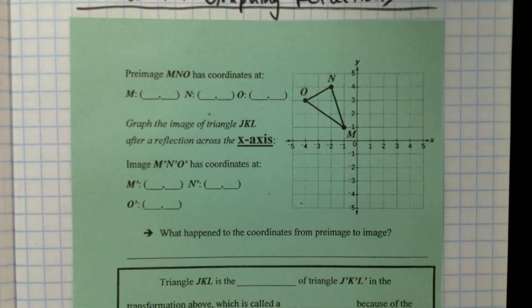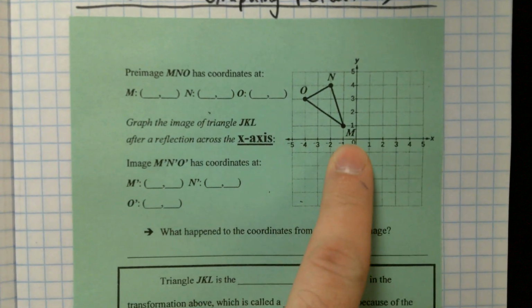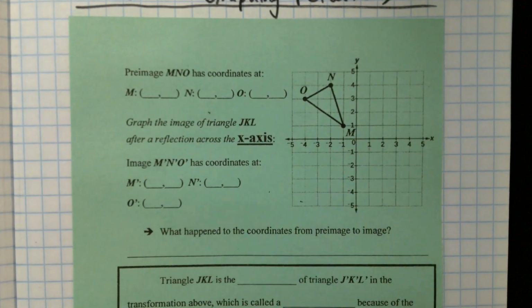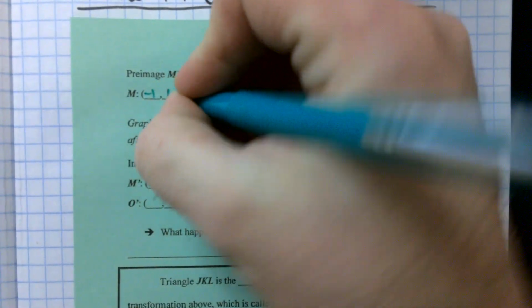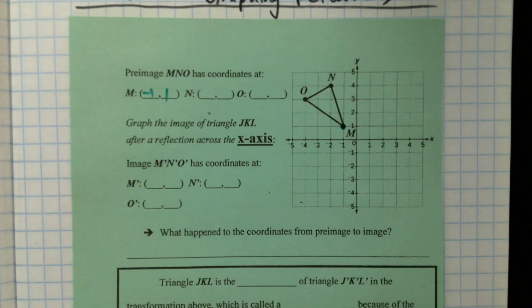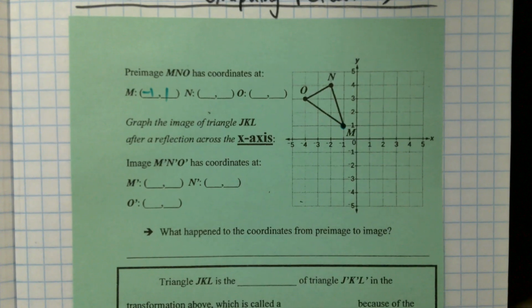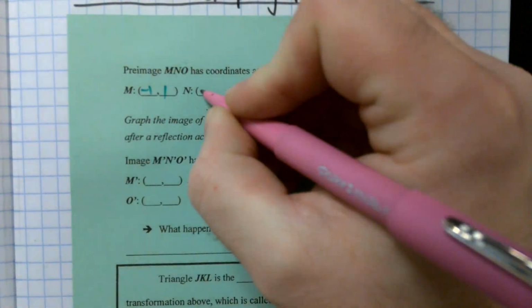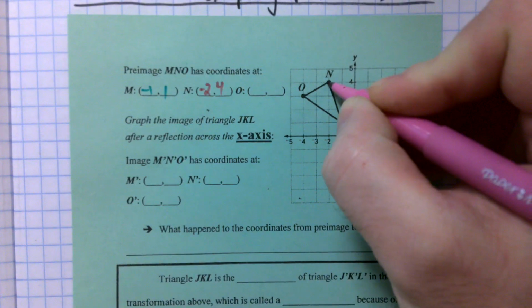Let's take a look at MNO. Okay, who can tell me what are my coordinates here for point M? You got it, buddy? -1, comma, 1. Exactly. Thank you, sir. What about point N? Who can help me with my coordinates for point N? Just to make sure we all know. Yeah, Lola. -2, comma, 4. Thank you.